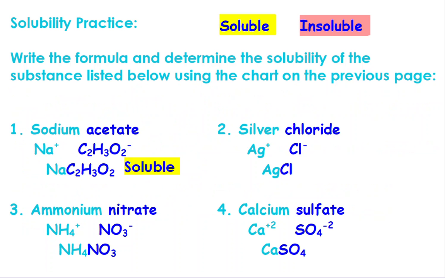All right, so let's do some practice. Sodium acetate, my first one. So sodium is Na with a +1 charge, and acetate is C2H3O2 with a -1 charge. Together, they make the formula NaC2H3O2.